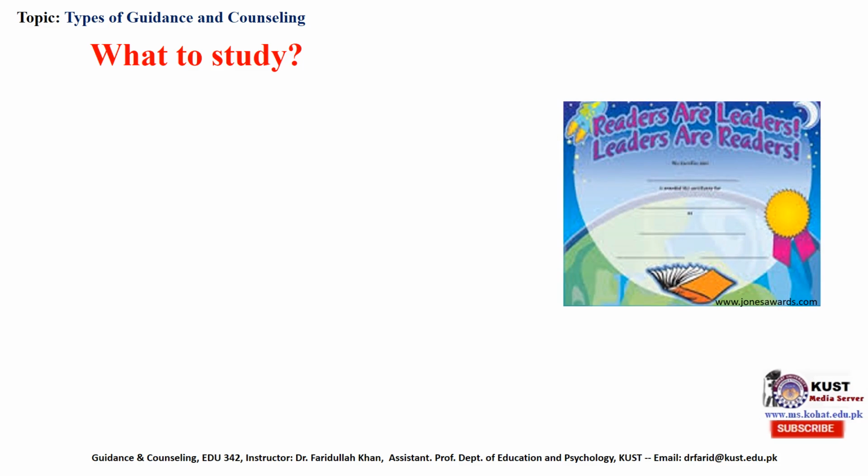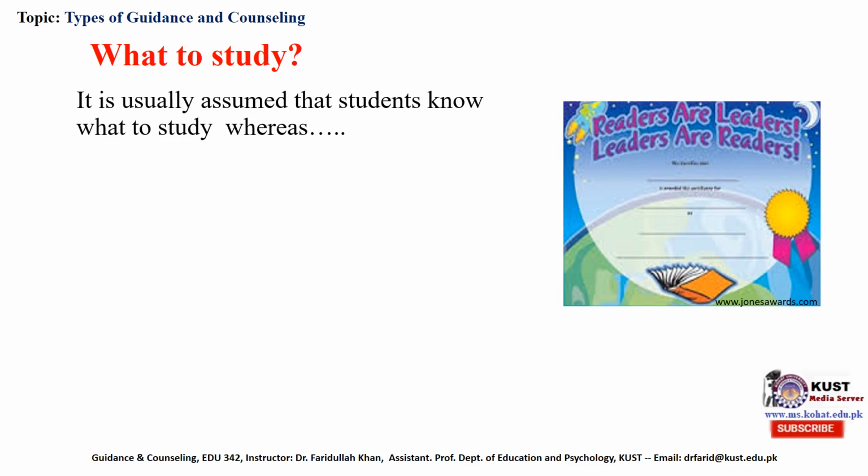Students need guidance on how to study. The students need to improve their reading skills because readers make the leader. It is commonly assumed that students know how to study, but the majority of the students study for exams. Their sole purpose is just to pass the exam, and for that purpose they resort to rote memorization and rote learning.